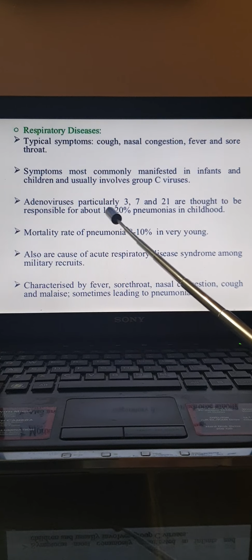It can also cause acute respiratory disease syndrome, or ARDS, among military recruits, where it presents as fever, sore throat, nasal congestion, cough, malaise. Sometimes it can progress to pneumonia also. So in the respiratory tract, it majorly affects children, and it can also affect adults, where it causes pneumonia, ARDS, or pharyngitis.